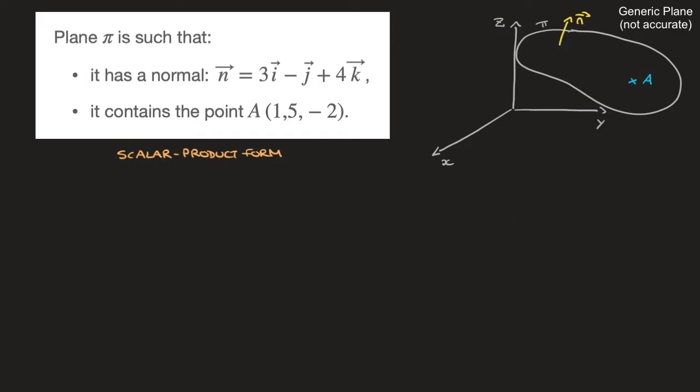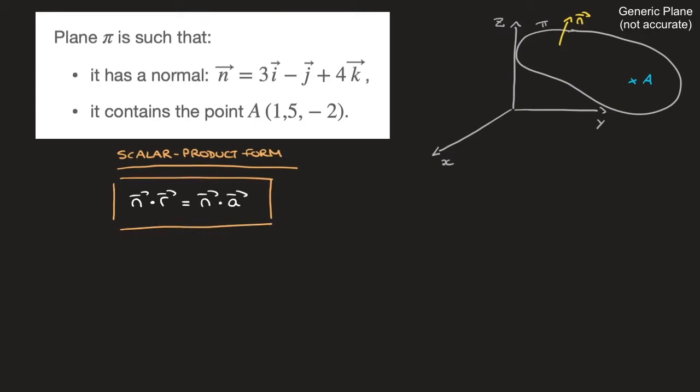Now, to write a plane's equation in scalar product form, we use the following result. n dot r is equal to n dot a. And I'll go ahead and box that result. Do make a note of this. Looking at this result, or this equation, the vector n that we see on both sides is the normal to the plane, and the vector a is the position vector of the point A.